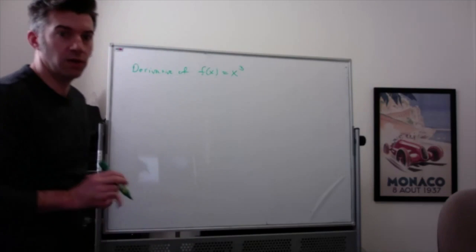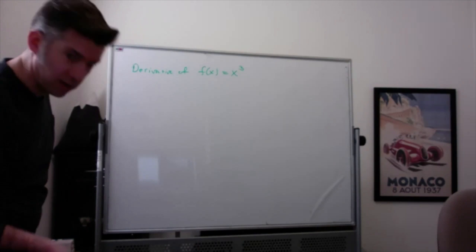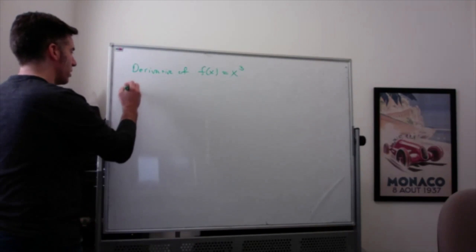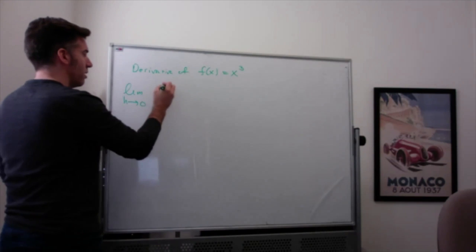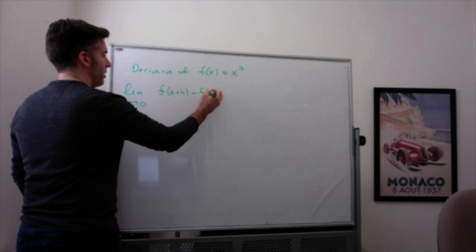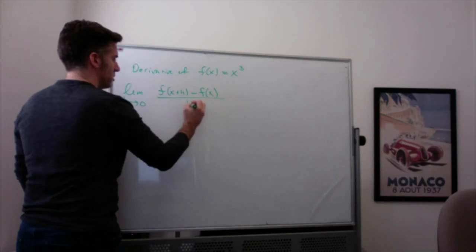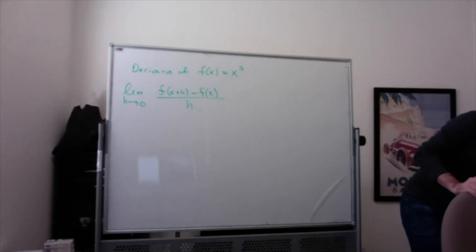Okay, cool. So we're going to use a limit definition. We're going to do a lot of limit definition today. So we're going to do the limit as h goes to 0 of f of x plus h minus f of x, all over h. And then we're going to simplify.